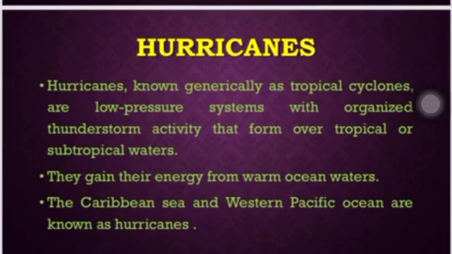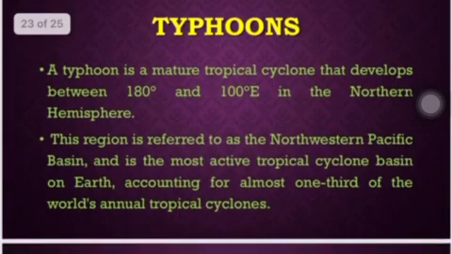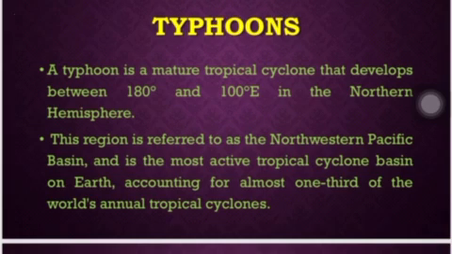The Caribbean Sea and Western Pacific Ocean are known as hurricanes. Now, next topic is typhoons. A typhoon is a mature tropical cyclone that develops between 180 degrees and 100 in the northern hemisphere. This region is referred to as the northwestern Pacific basin and is the most active tropical cyclone basin on earth, accounting for almost one third of the world's annual tropical cyclones.